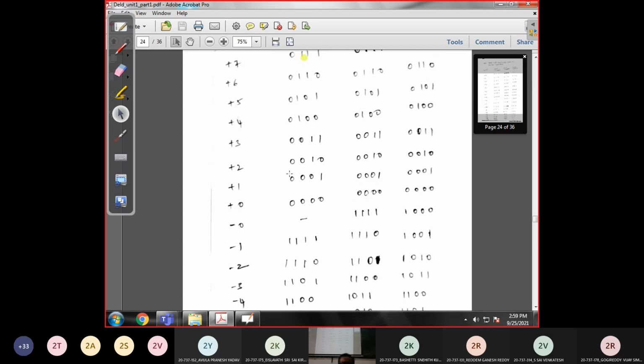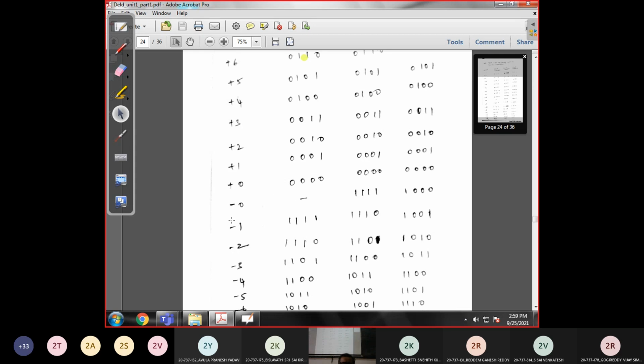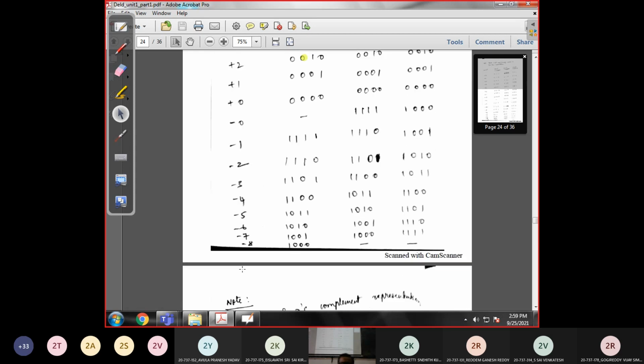Then what you observe is if you see the negative numbers here, -1 to -8, in all the representations, the most significant bit is always 1. So for -1, the most significant bit is 1 in signed 2's complement. If you look at signed 1's complement also, the most significant bit is 1. And even if you look at signed magnitude representation also, the most significant bit is 1 there.